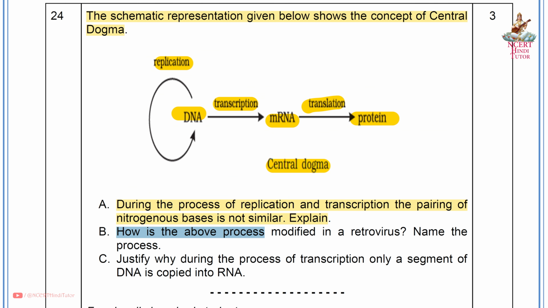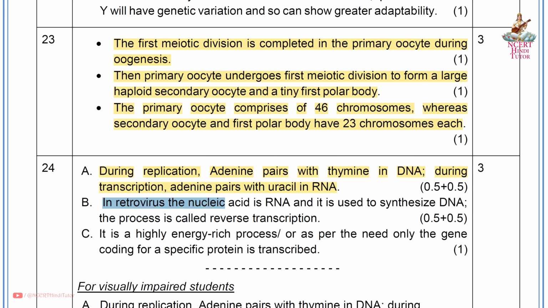B. How is the above process modified in a retrovirus? Name the process. Answer. In retrovirus, the nucleic acid is RNA and it is used to synthesize DNA. The process is called reverse transcription.